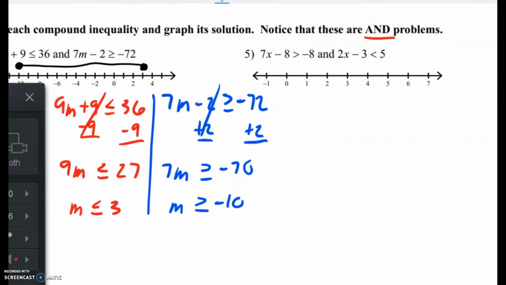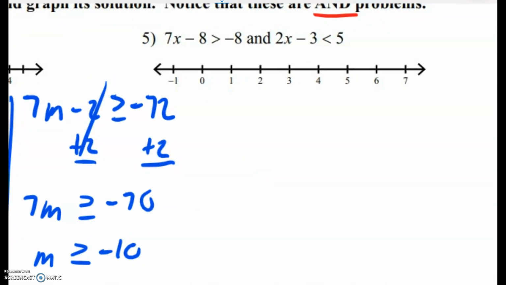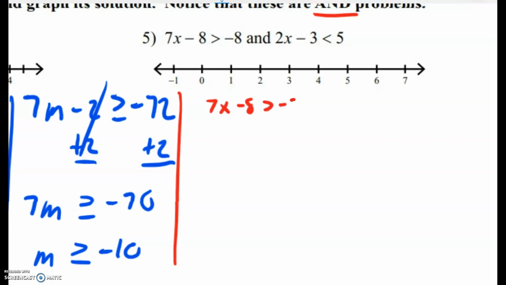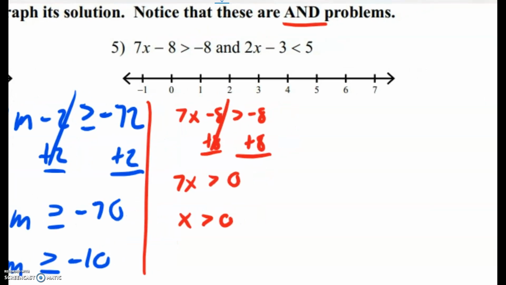All right, let's try number 5. So just like with the last problem, we can solve them the same way. It's just when we graph our solution, we've got to make sure that we understand what the solution's telling us. Okay, so 7x minus 8 is greater than negative 8. Start by adding 8 to both sides. 7x is greater than 0. Divide by 7, and we get 0. Anything divided from 0 is just 0.